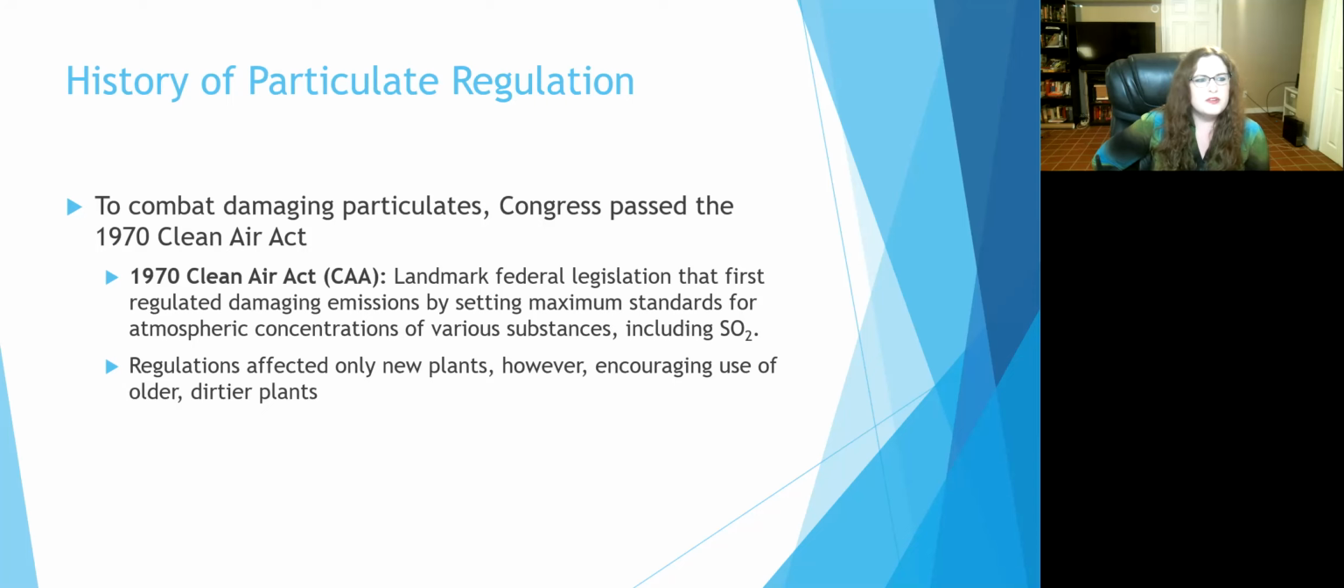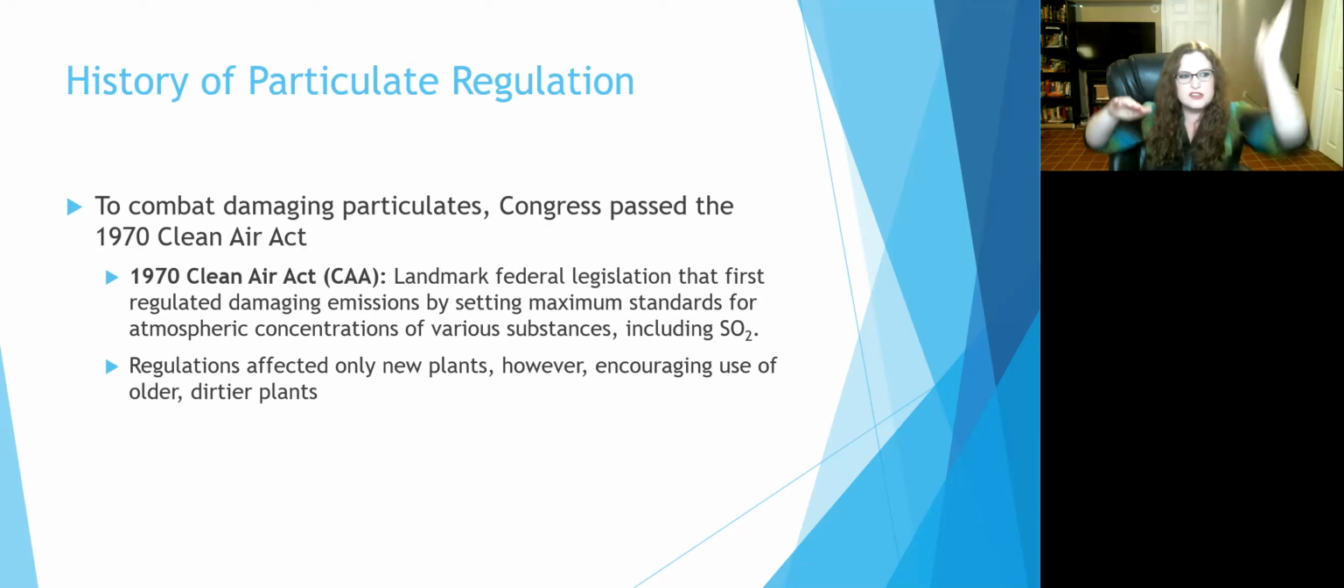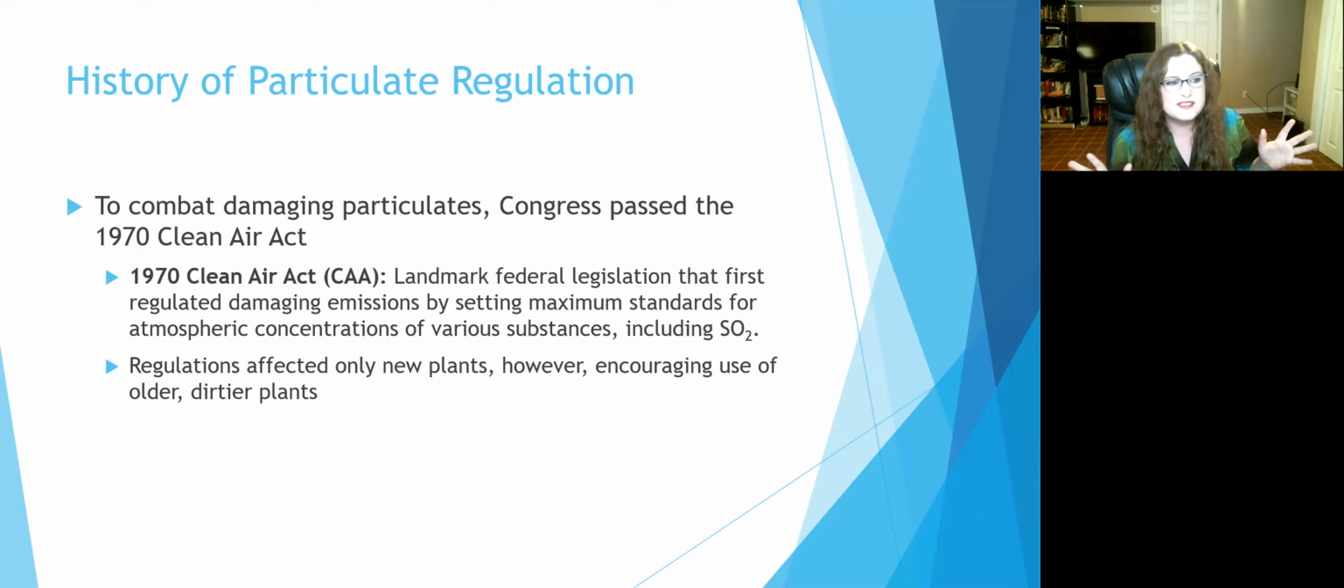So what have we done so far? Well, Congress in 1970 got together and passed the Clean Air Act, which was landmark federal legislation that first regulated damaging emissions because they set a maximum standard of atmospheric concentration of various substances. They said, okay, we need to clean our smokestacks. You've got to get those water jet things that you put in the smokestack, so the smoke that rises through it is way less poisonous to the environment.